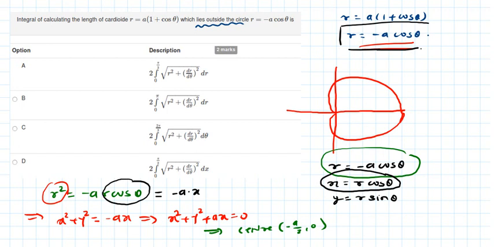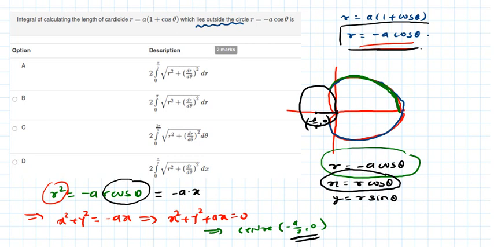If you observe the given cardioid, suppose this point is minus a by 2 comma 0, and this will be the circle of radius a by 2 also. So this distance is a by 2, and if you draw this circle, the circle will look like this. Our question is to find the arc length of the cardioid which lies outside the circle, meaning we have to calculate this arc length. It is enough to calculate only this much arc length and multiply it by 2.